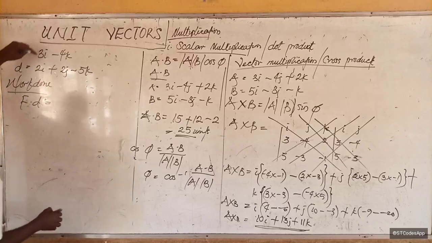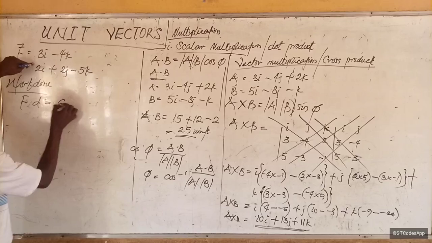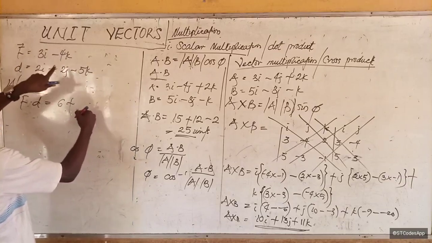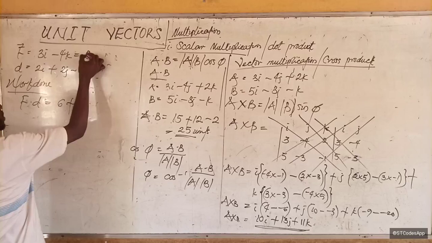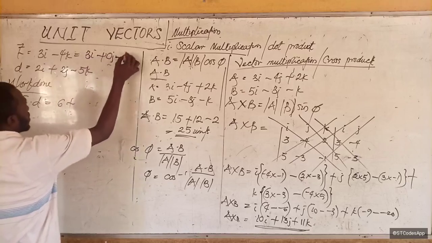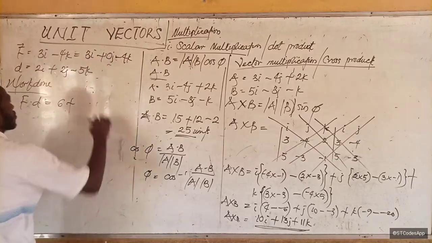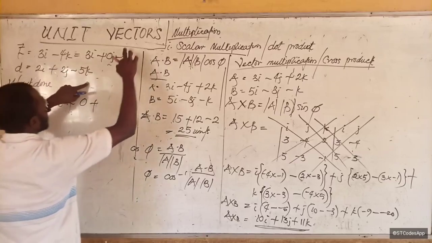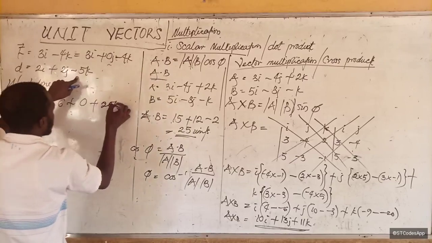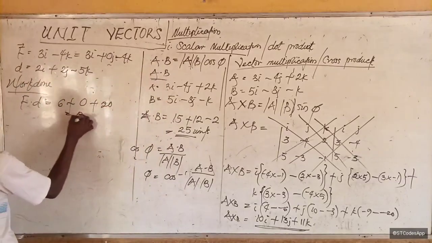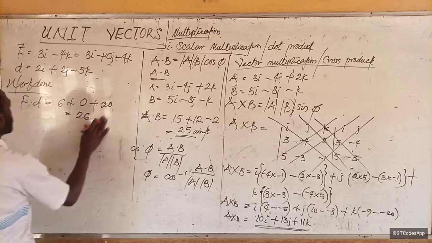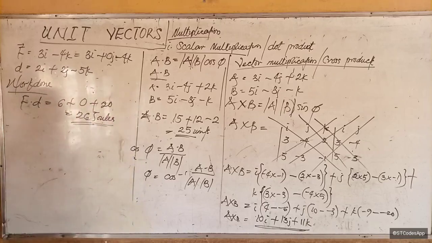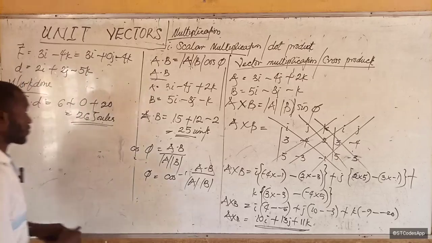And how do you do that? This times this, the same way. This times this is what? 6 plus. Now, because there is no J here, you have to impute J there. So this can be rewritten as 3I plus 0J minus 4K. You see the way I did that? So you can go back. This by this 6. Now this by this 0. Then plus minus 4 times this plus 20. That's 20. So what we have here is 26 units. And in fact, the unit of work done is joules. So you can say 26 joules. And that is your answer for the dot product.